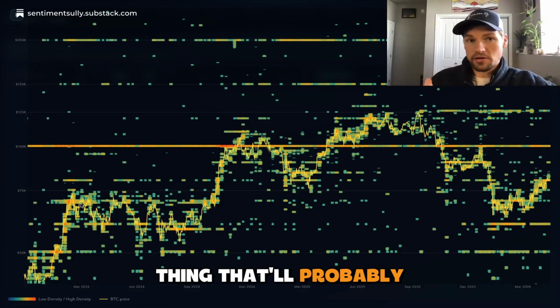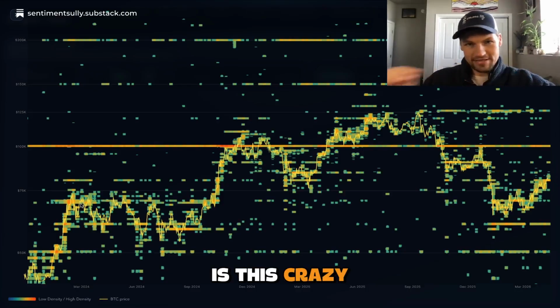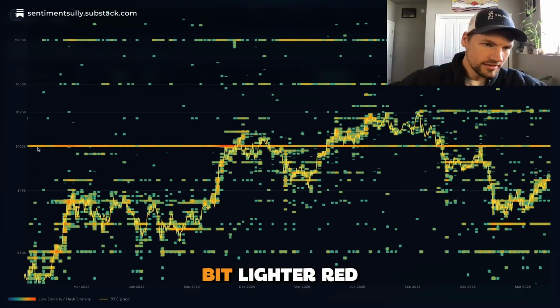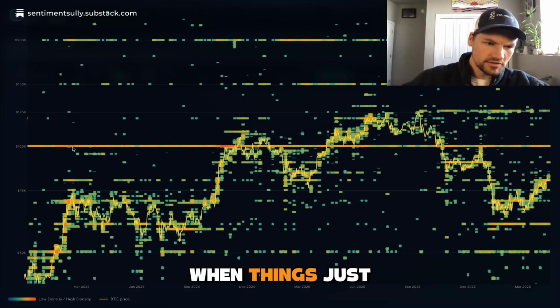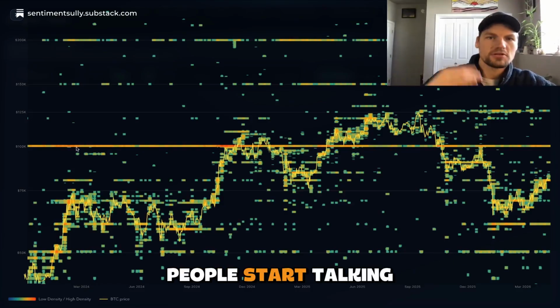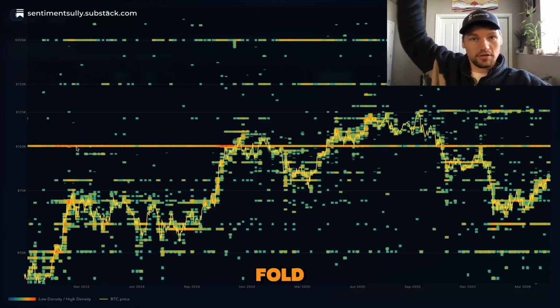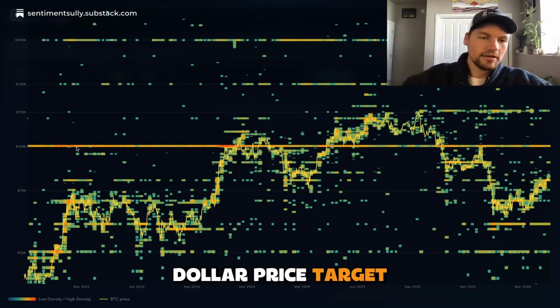But the next thing that'll probably immediately pop out to you is this crazy line right across the middle. And that is at the 100K range. So you'll see it's a little bit lighter red over here. When things just ran up with the ETF news, people start talking about these higher price targets once more. This is also happening above the fold with the $1 million price target.